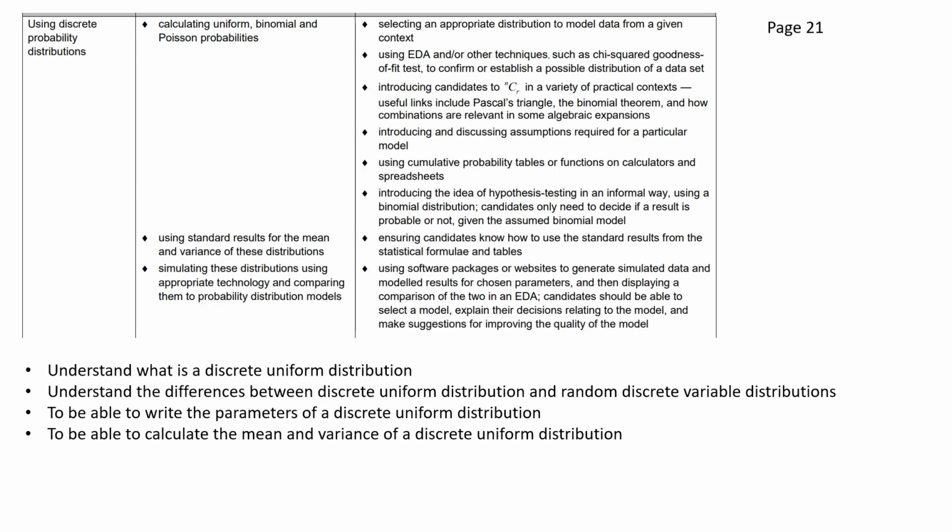The end of this very short lesson. Now you should be able to understand what a discrete uniform distribution is. You should understand the differences between a discrete uniform distribution and a random discrete variable distribution. You should be able to write the parameters of a discrete uniform distribution, and you should be able to calculate the mean, the variance, and also k of a discrete uniform distribution.